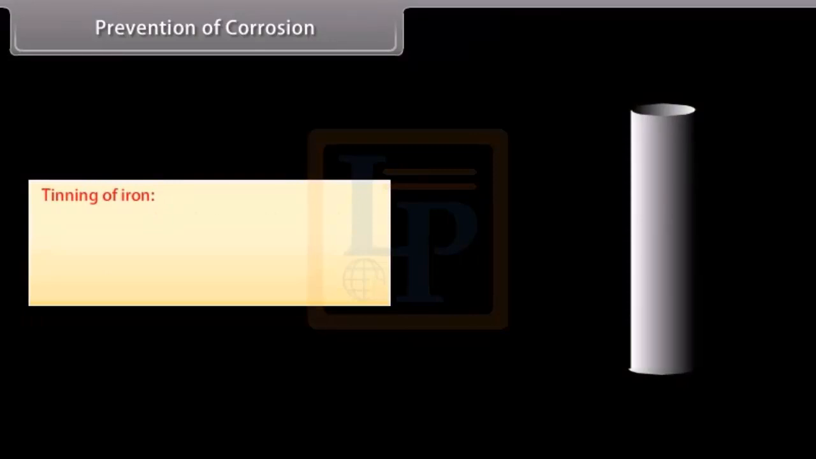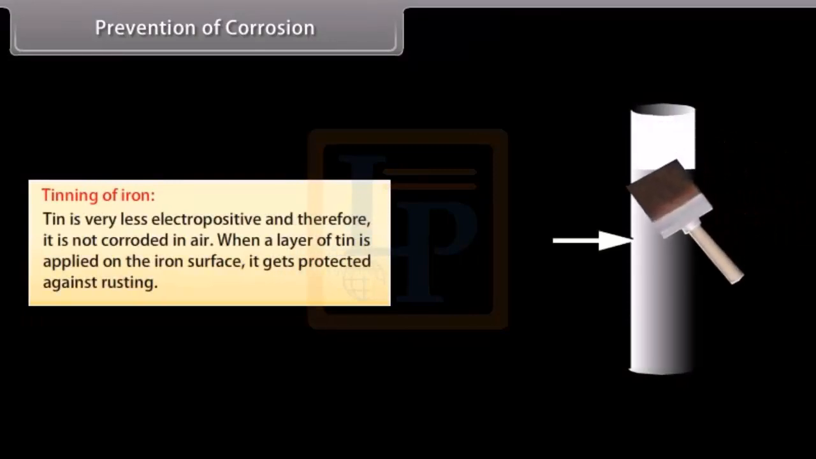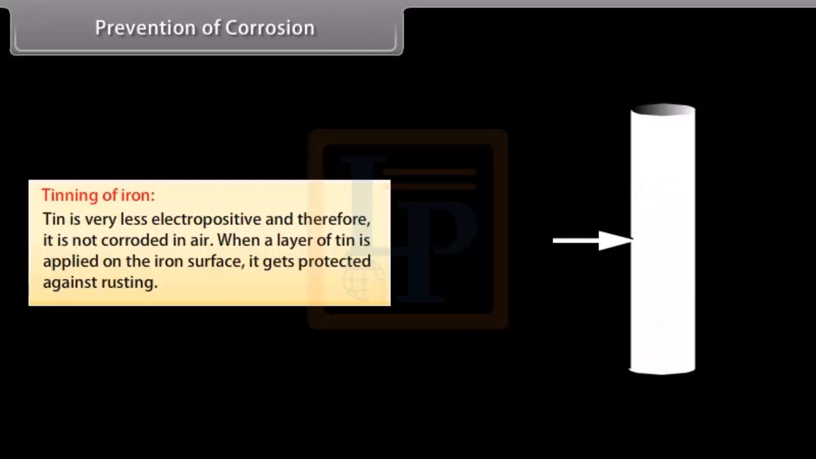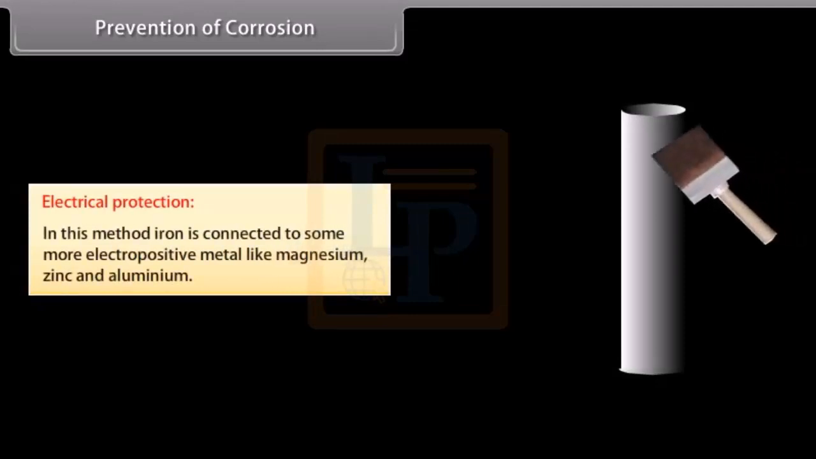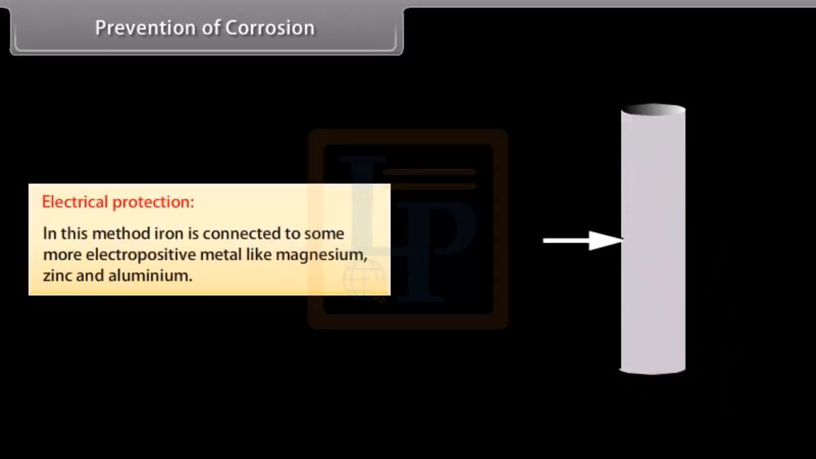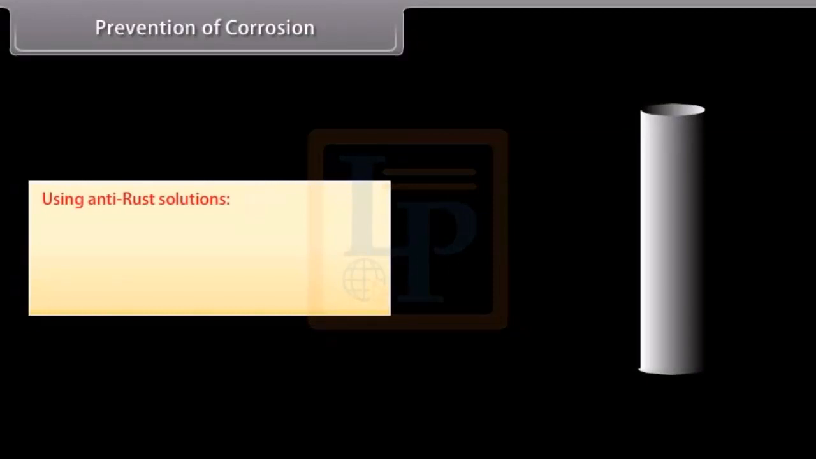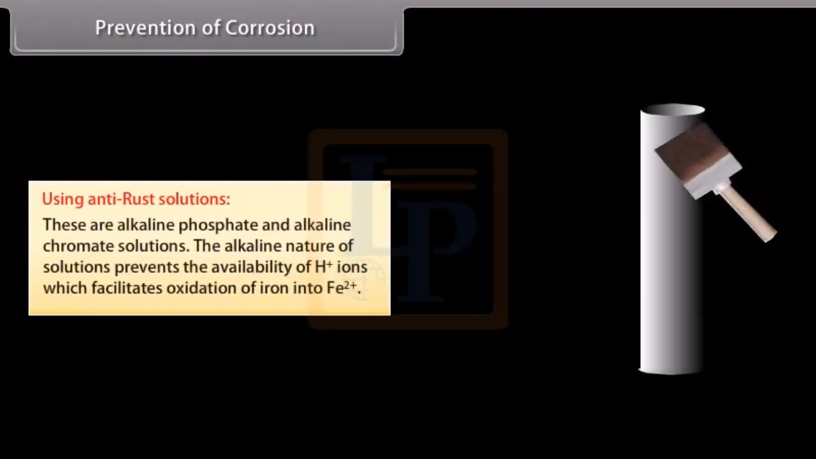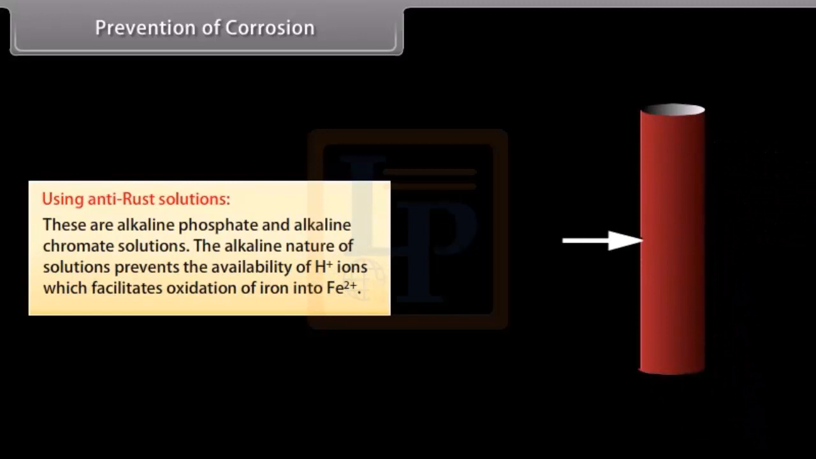Tinning of iron. Tin is very less electropositive and therefore it is not corroded in air. When a layer of tin is applied on the iron surface, it gets protected against rusting. Electrical protection. In this method, iron is connected to some more electropositive metal like magnesium, zinc and aluminium. Using anti-rust solutions. These are alkaline phosphate and alkaline chromate solutions. The alkaline nature of solutions prevents the availability of H+ ions, which facilitates oxidation of iron into Fe+2.